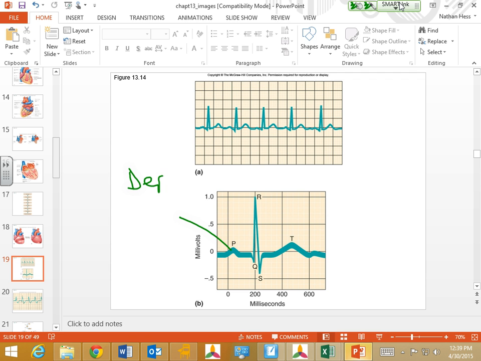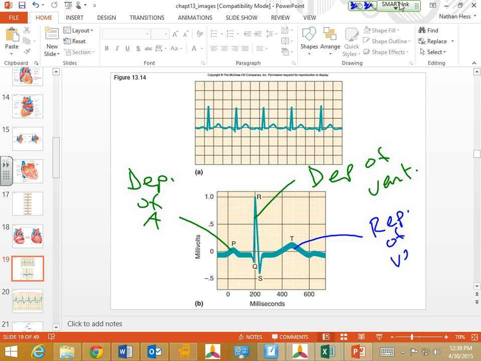So this is the depolarization of the atrium. The QRS complex is the depolarization of the ventricles. And the T wave is the repolarization of the ventricles. What's missing? The repolarization of the atrium. That happens during the QRS complex, but because the ventricle contracts so much harder and takes much more electricity to send the signal to this big ventricle, it gets blocked out.